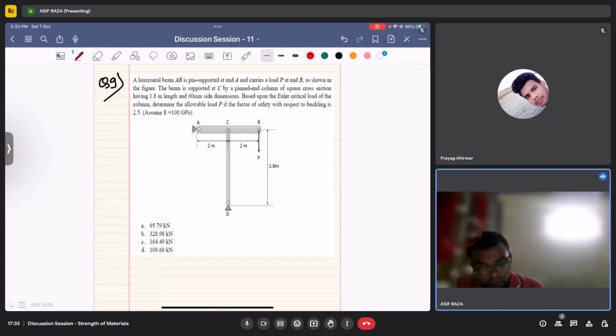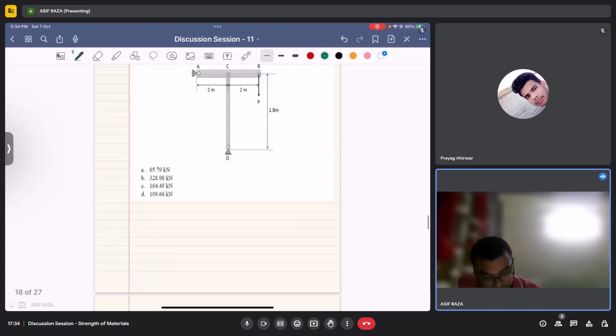The question is, a horizontal beam AB is pin supported at end A and carries a load P at end B, as shown in the figure. The beam is supported at C by a pin-ended column of square cross-section having 1.8 meter length and 60 mm side dimension. Based upon the Euler critical load of the column, determine the allowable load P if the factor of safety with respect to buckling is 2.5.